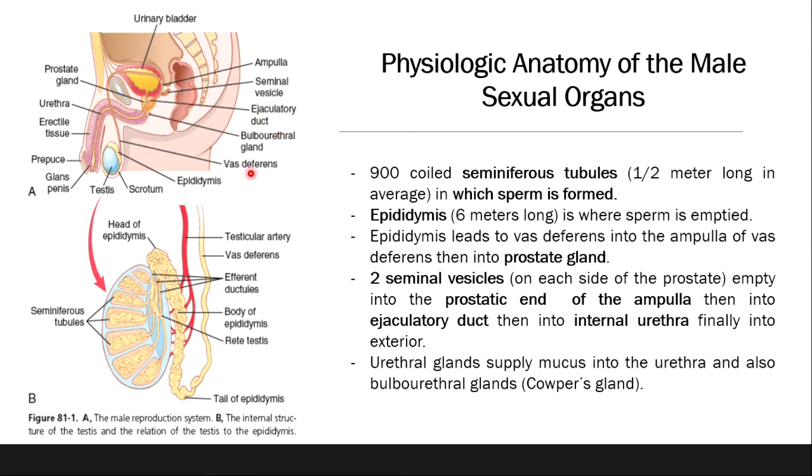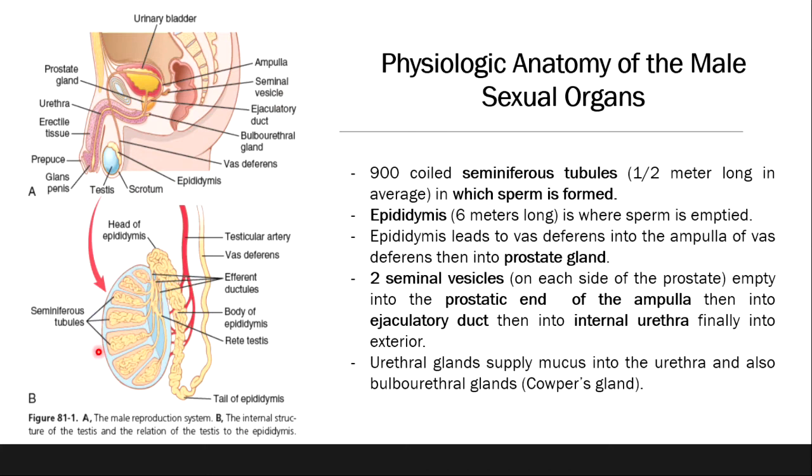Ito yung mga glands na nagpo-produce ng parang mucoid. And then also we have the ejaculatory duct, mga series of ducts to. Okay, and then we have seminal vesicles. Ito yung nagpo-produce ng majority ng contents ng semen natin.